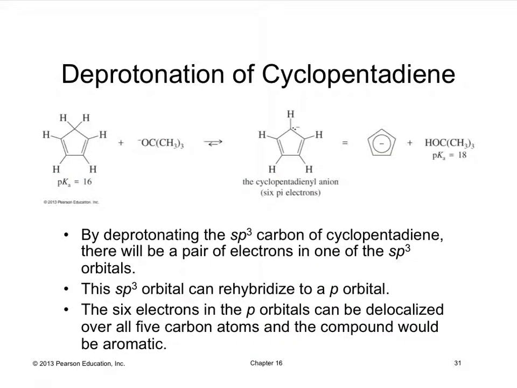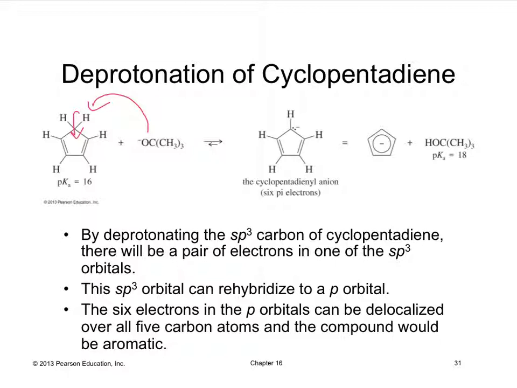We can deprotonate cyclopentadiene. Cyclopentadiene has a pKa of 16. In the presence of a base, we can deprotonate here. Electrons will pluck this proton off, and then electrons will go into that carbon, leading to the cyclopentadienyl anion shown here. That will generate 6 pi electrons, and you can designate this, as you had shown before with benzene, as the pentagon with a circle in it with a negative charge.